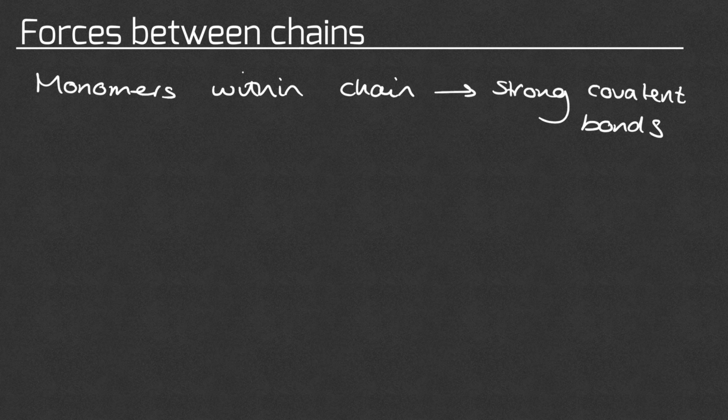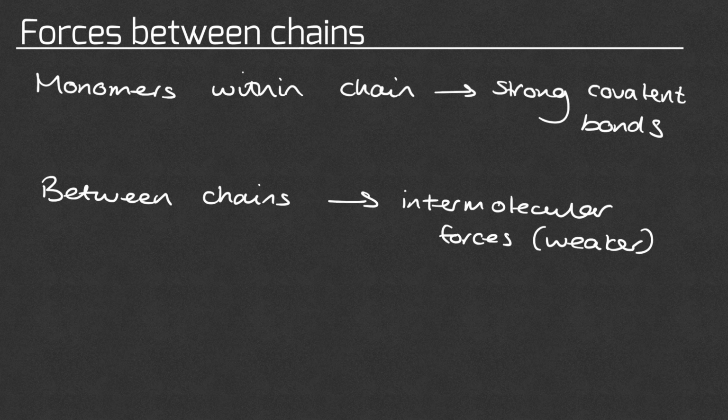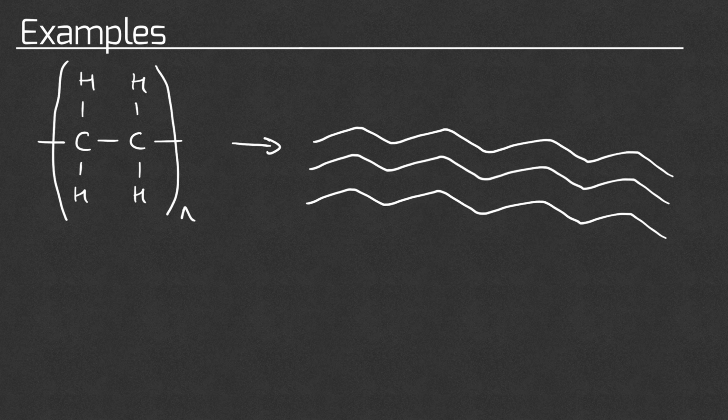The monomers within a polymer have strong covalent bonds. However, the intermolecular forces between the polymer chains are much weaker. The polyalkene chains can pack very closely together as there aren't any branches to push the chains apart. This means there'll be lots of van der Waals forces between the chains, and this will make it very strong and rigid.